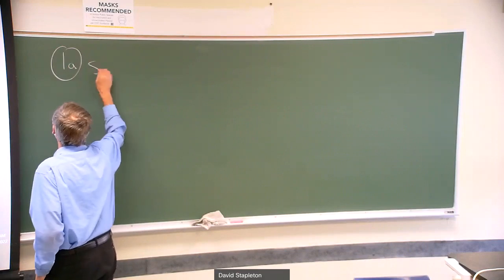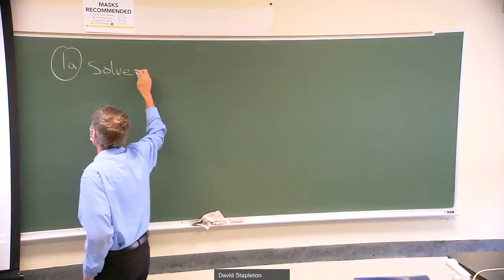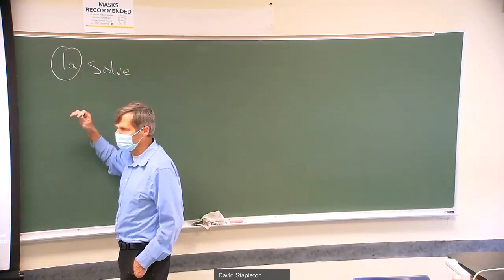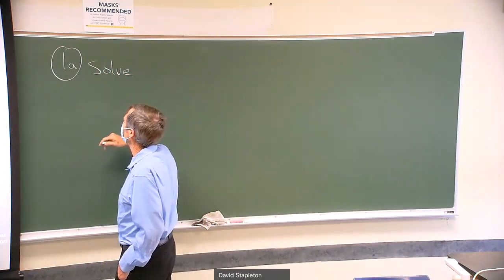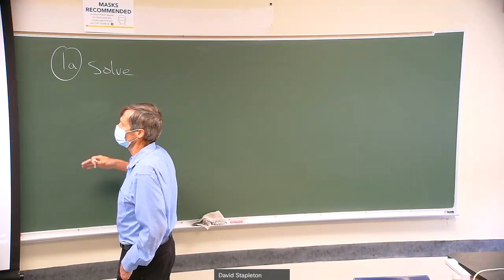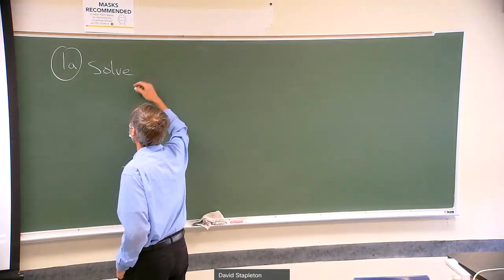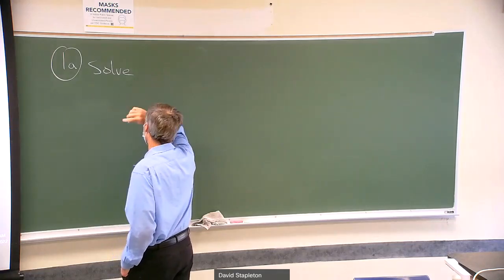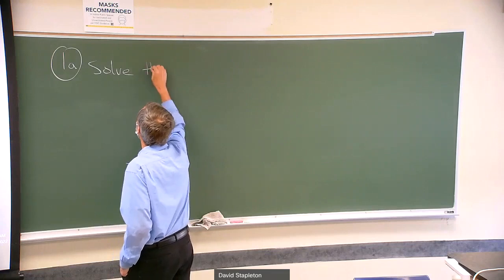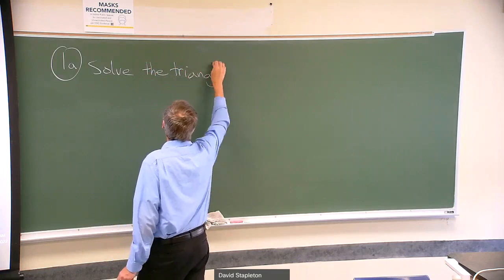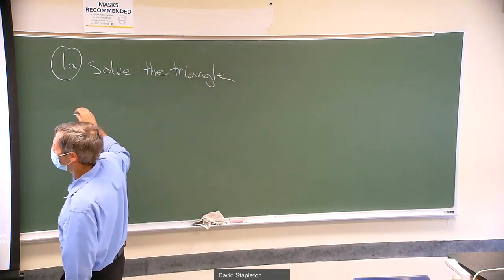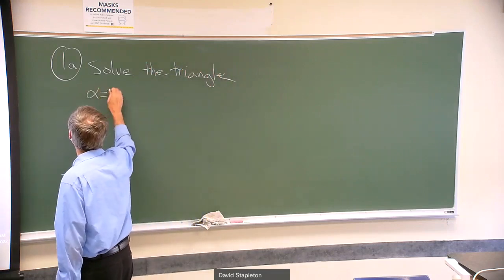Suppose I said solve the triangle. One thing you're going to get is I'll give you three measures within an oblique triangle, a non-right triangle, and ask you to find the other three by saying solve the triangle. Right? There's three angles and three sides, so I give you three and you find three. Solve this triangle with alpha equals 40 degrees.